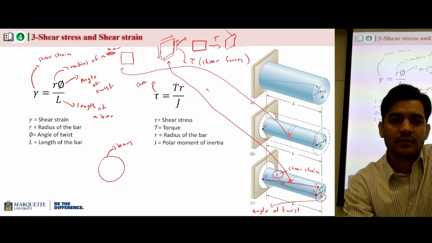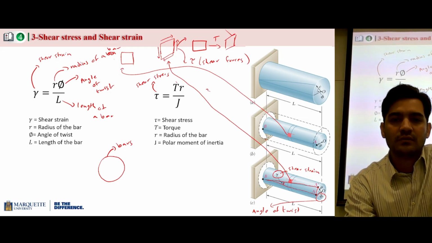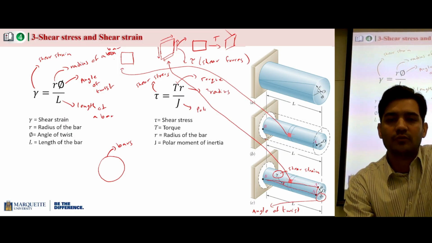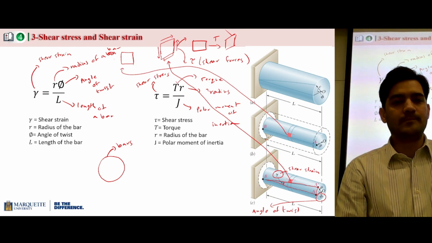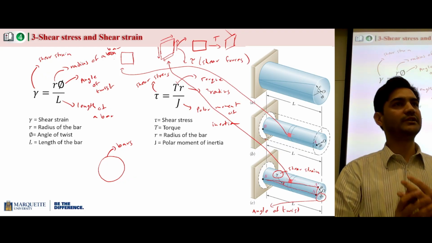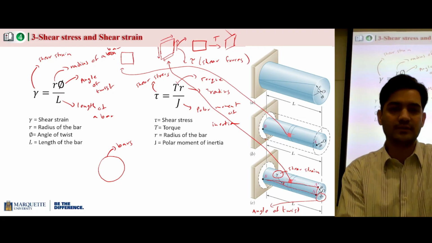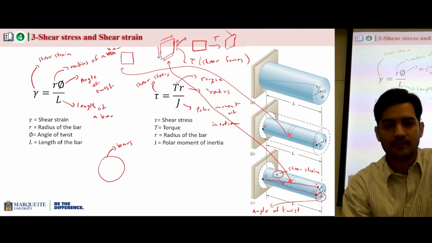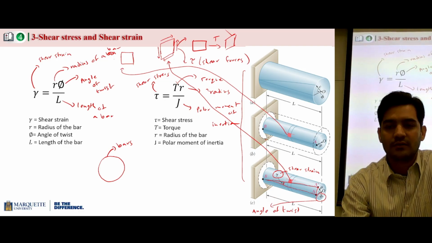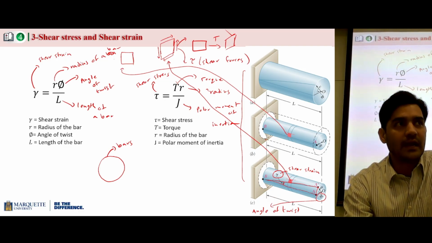This is shear stress. This is torque. This, we know, is the radius. And this is the polar moment of inertia. So using these equations, we can calculate the angular twist, the shear stresses, and also the shear strains. These equations basically come from these figures, and I can show you one example of how we can derive them.